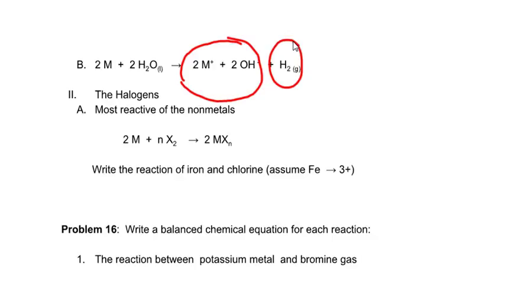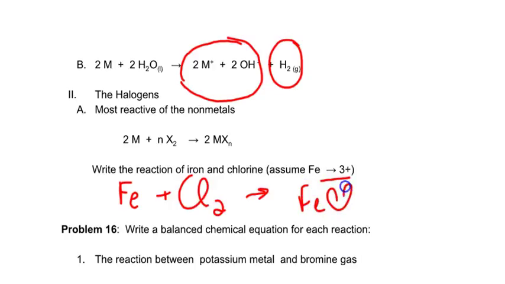The halogens are your most reactive of the nonmetals. So again, we have any kind of a metal plus your halogen, and you make the metal halide. It says write the reaction of iron and chlorine. So here's my Fe, and chlorine, remember, is a diatomic gas, and we are going to assume we're making the Fe3+, so FeCl3. Now we have to balance it, so I'm going to put a 2 here, a 3 here, and a 2 there, and there we go.